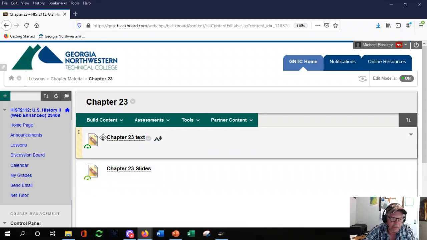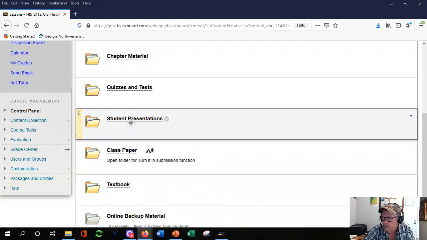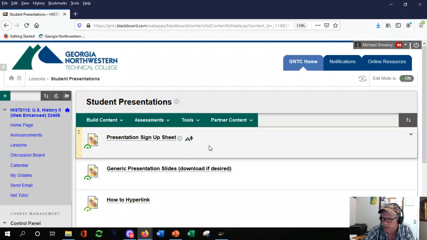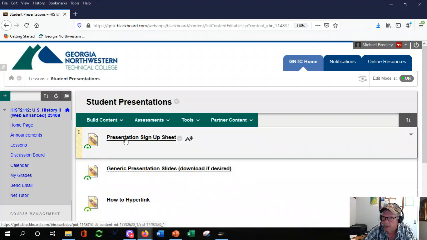The last thing I have to do is, under the student presentations, there are some slides. I think we talked about these generic slides that you can download. There's a how-to tutorial on hyperlinking a short video. But the sign-up sheet right now is just the generic one that I printed out and passed around in class. So tomorrow, I'm time-stamping this, but the 29th of September, I'll pull the names off of the handwritten sign-up sheet and post it in here so that you can look at who your teammates are. That's probably going to be the most troublesome part of this.